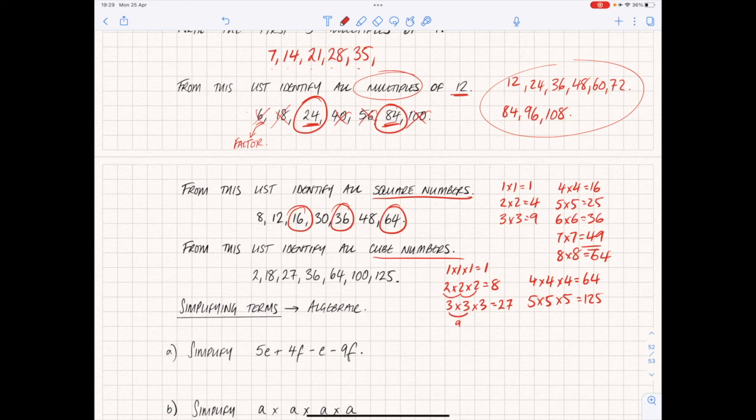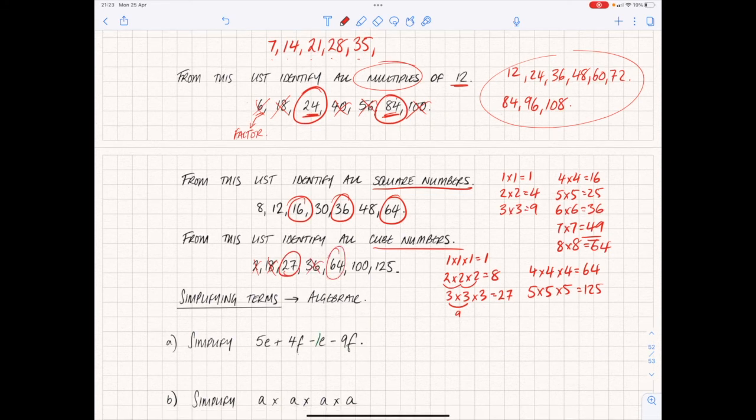So from this list: no, no, yes, no, that's squared, yes, that's cubed, no, and yes. So making sure here, these are all your square numbers, you understand all of these square values here, and making sure you understand all these cubed numbers, okay?